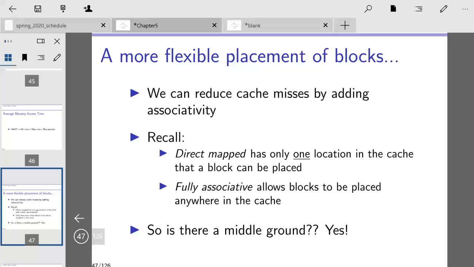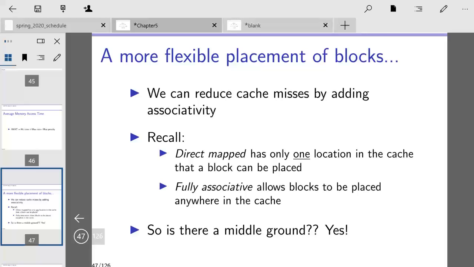We talked about the two opposite ends of the spectrum. We have direct mapped, which is a very rigid placement strategy, but very simple to implement. It's a very easy cache to build, and every block in memory or the next level of cache maps to exactly one block in your cache. That's where the term direct mapped comes from. We can use the index to figure out precisely where in the cache that data block should be.